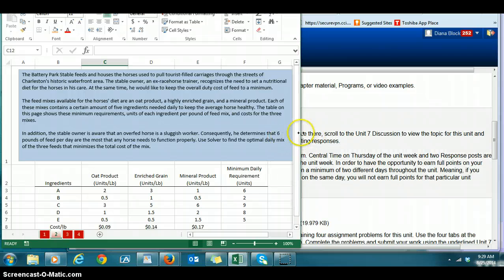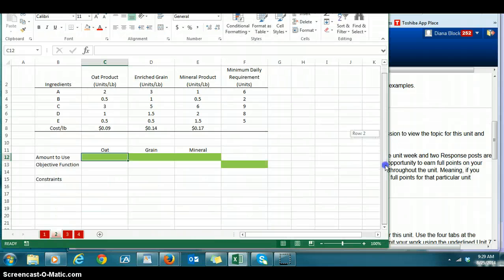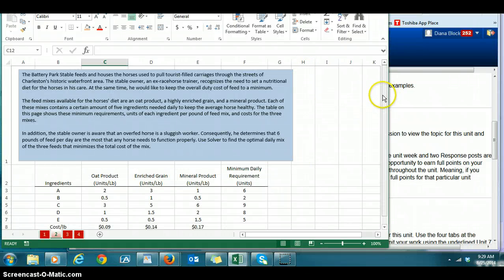Let's move over to problem 2 and look at some things here. And in problem 2, you're trying to determine the correct mixture of ingredients in order to maximize profit for this product.